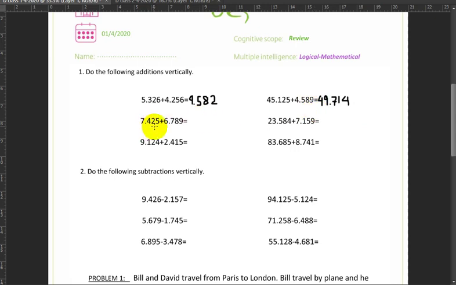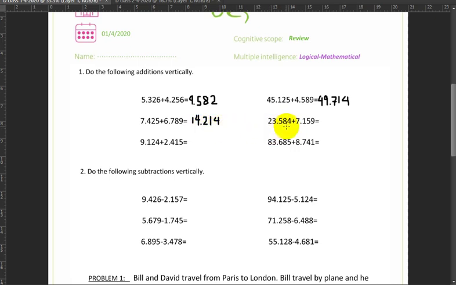Next up, we have 7,425 plus 6,789. We say 5 and 9 makes 14, so I'm going to write 4, carry 1. 8 and 2 makes 10, plus 1 that I carried over makes 11. So I'm going to write 1, carry 1, and then 7 plus 4 makes 11, plus 1 that I carried over makes 12. Write 2, carry 1. 6 and 7 make 13, plus 1 that I carried over makes 14. So my result is 14,214.